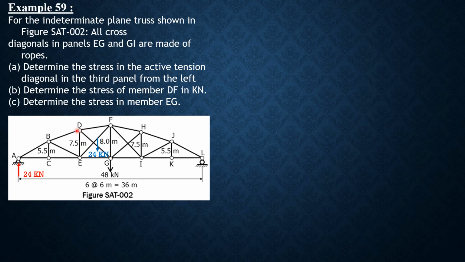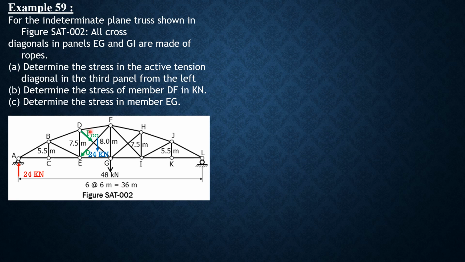Therefore, the vertical component of DG should be downward. So DG is tension and EF, the vertical component of EF is also downward. So EF is in compression. Therefore, because the diagonals are made of ropes, EF will be automatic zero and DG will be the active tension diagonal. So this is the active tension diagonal.